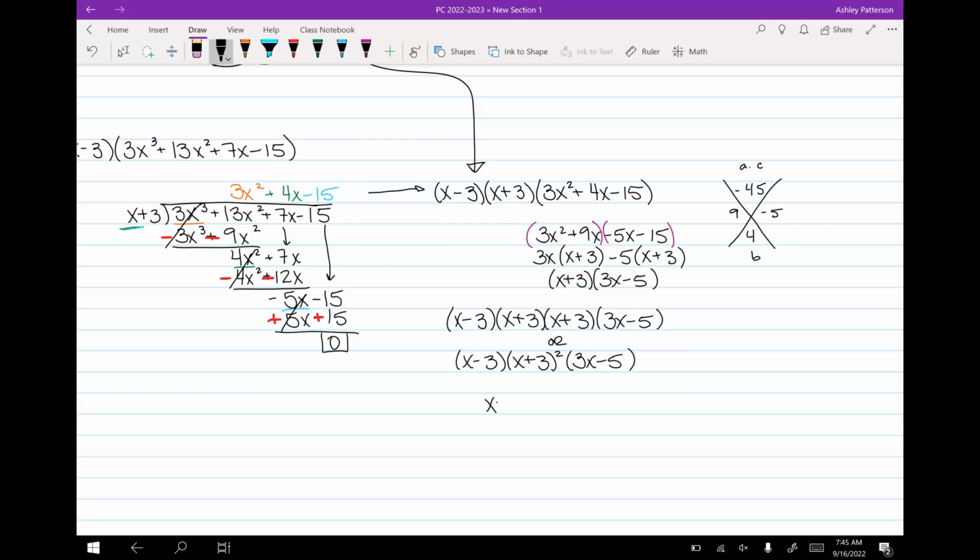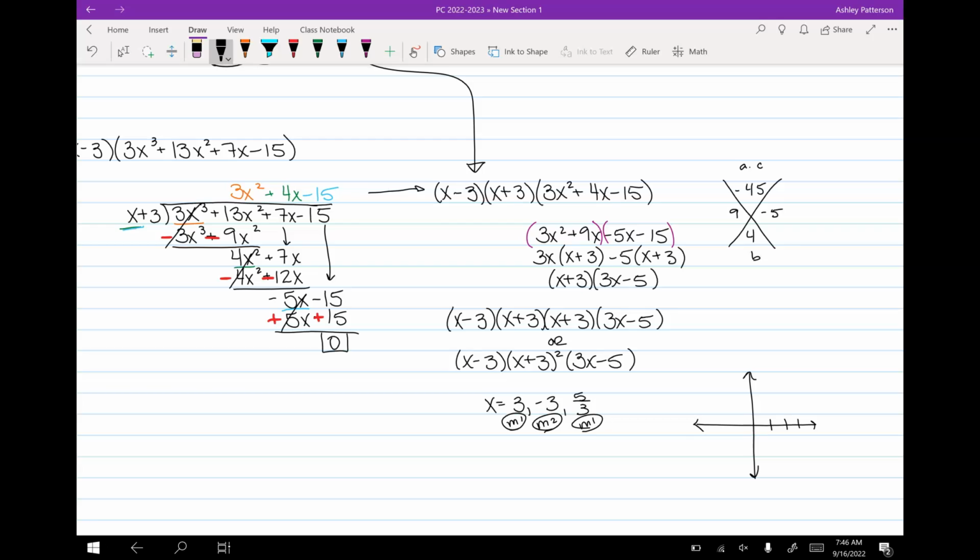Our roots, we have x equals 3, negative 3, and 5/3. Just set each factor equal to 0 to solve to find the roots. They're our x-intercepts. Multiplicities, we have a multiplicity of 1 for 3 because that factor occurs once. X plus 3 occurs twice. 5/3 occurs once.